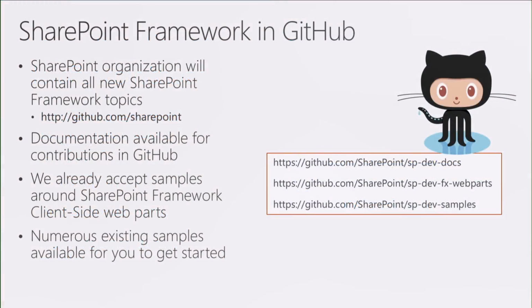You're also able to contribute to individual samples in the same way as within PnP. We already have a few samples available within GitHub. I think it's around 10. There are a lot of additional samples coming in the future from the engineering side. Our teams within Redmond and our teams within China who are working with the SharePoint Framework are contributing individual samples to this sample gallery around the SharePoint Framework as well.